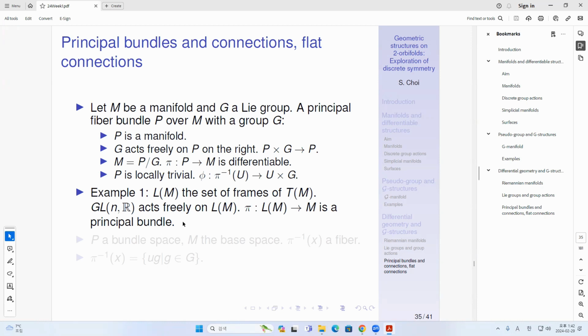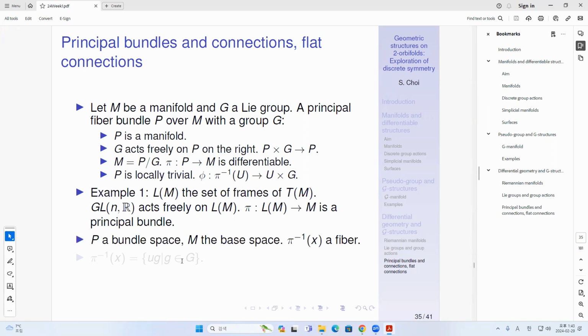So GL(n, R) acts freely on L(M). For each point, you can act by an element of GL(n, R) by just changing the frame to its image frame. Of course, this doesn't change the base point. So you can find the map from L(M) to M. This is a principal bundle because this acts freely, so it's a principal GL(n, R) action.